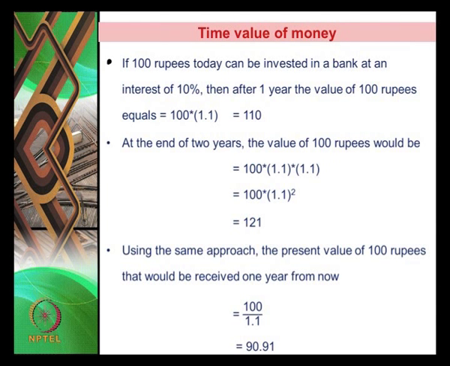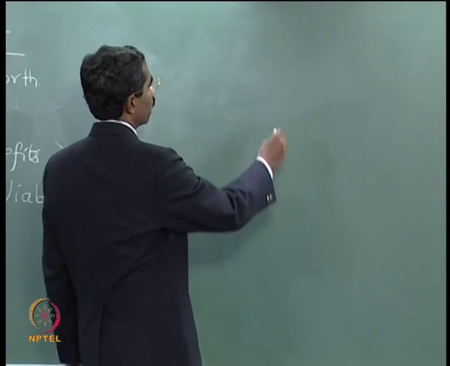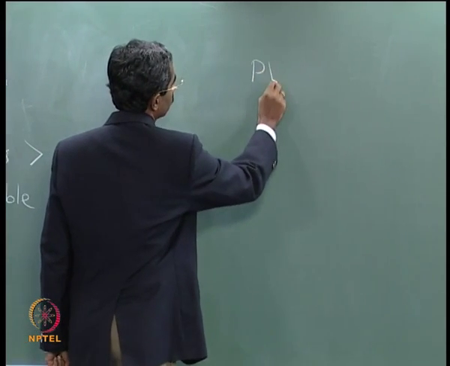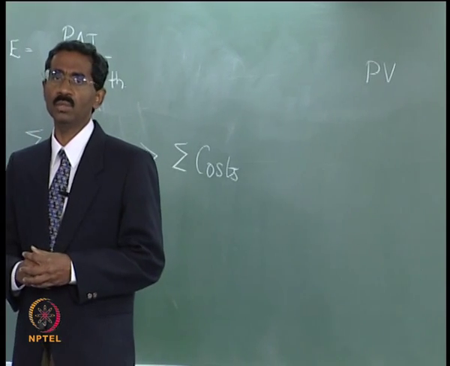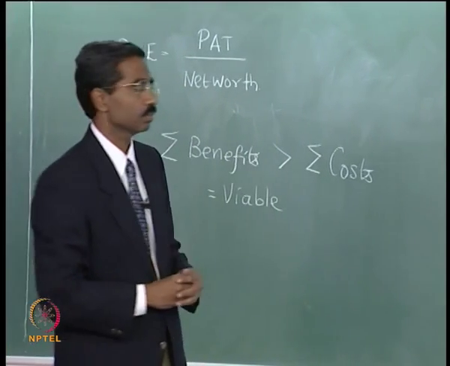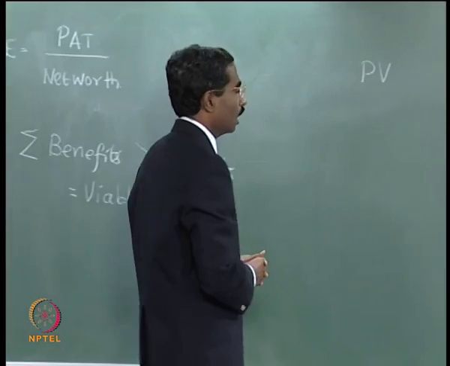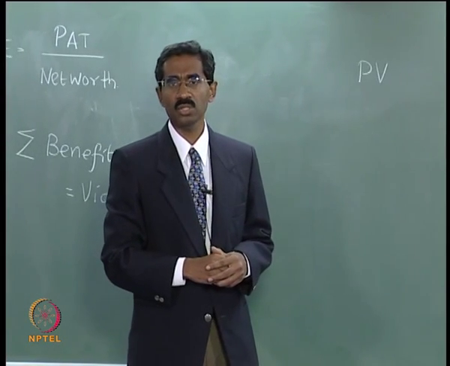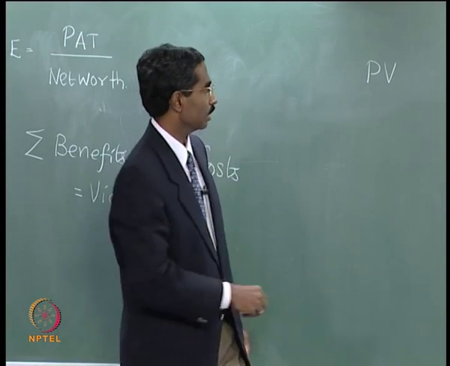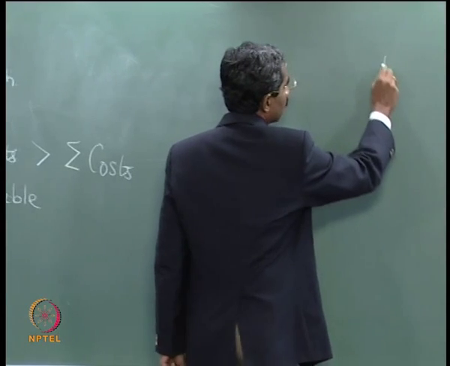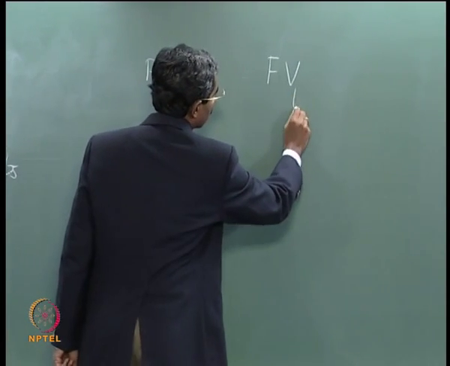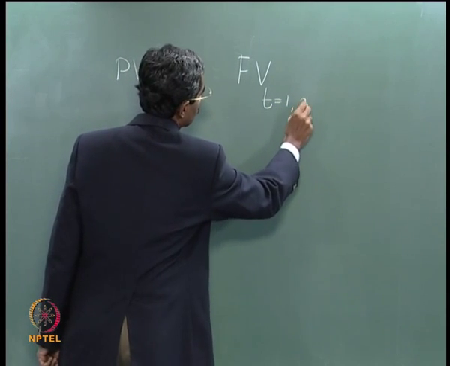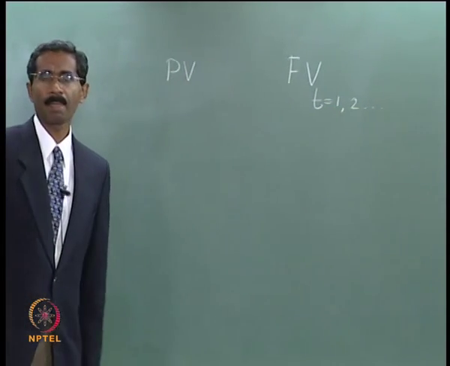So let us quickly sum it up. Let us say when you are talking about the present value, we are talking about the value today, value at time t equal to 0, and then you have what is called your future value. So future value could be at any particular time, future value could be at time t equal to 1 or 2 and so on.